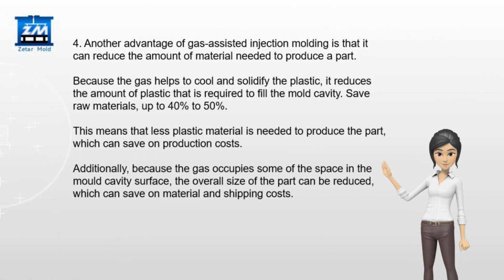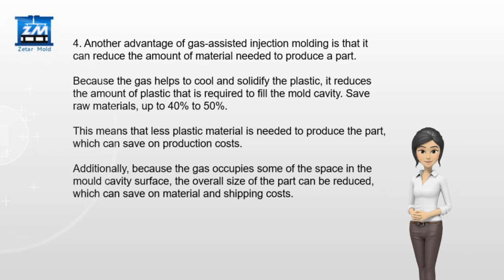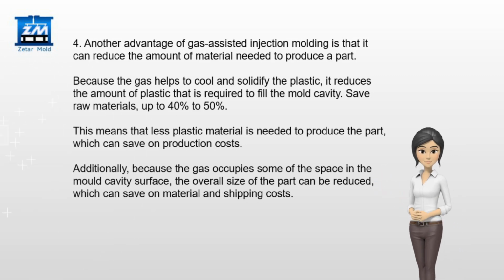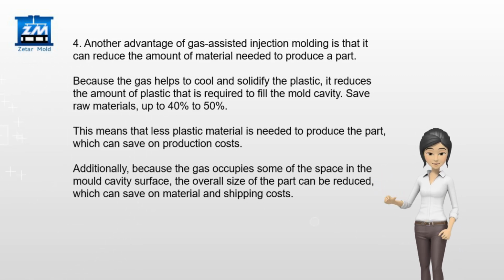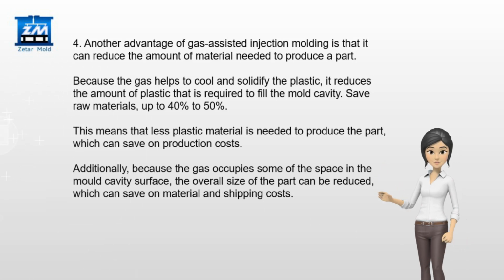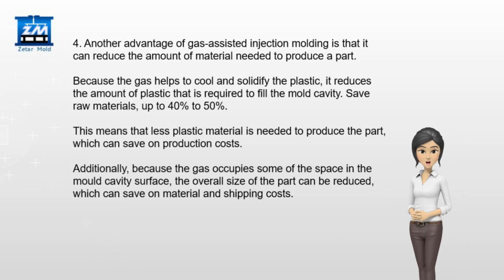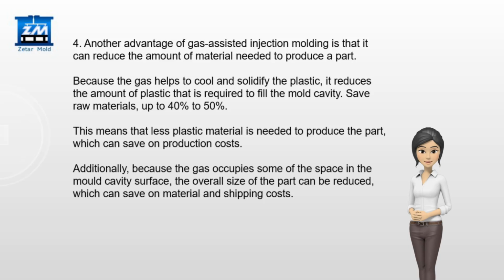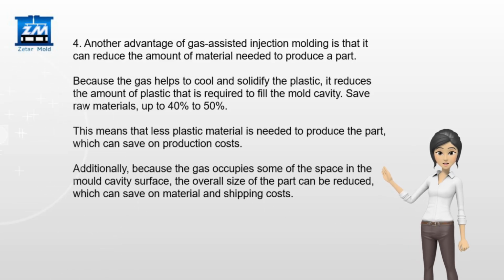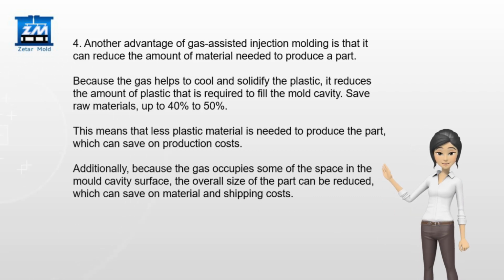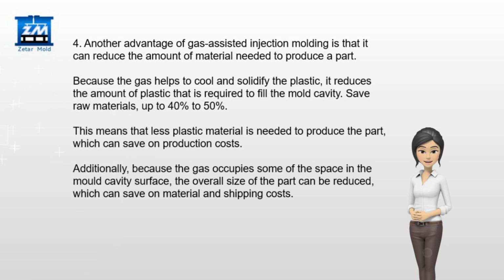4. Another advantage of gas-assisted injection molding is that it can reduce the amount of material needed to produce a part. Because the gas helps to cool and solidify the plastic, it reduces the amount of plastic that is required to fill the mold cavity. Save raw materials up to 40 to 50%. This means that less plastic material is needed to produce the part, which can save on production costs. Additionally, because the gas occupies some of the space in the mold cavity surface, the overall size of the part can be reduced, which can save on material and shipping costs.